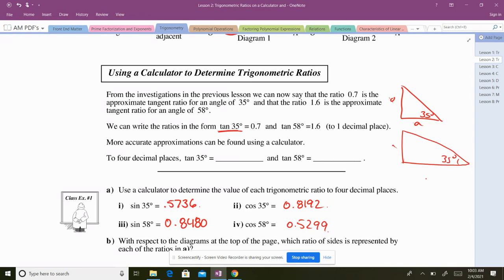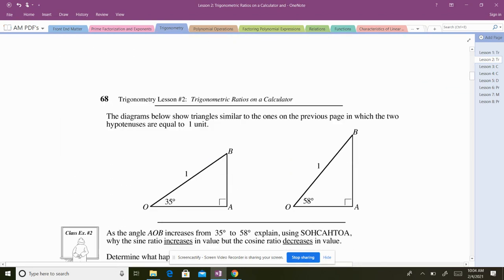Did people get those numbers? 0.8480 and 0.5299. We're good? I'm going to break that. 7 minutes. 7 minutes of goodness. Okay. We're all good? All right, page 69, please. 2 pages over.